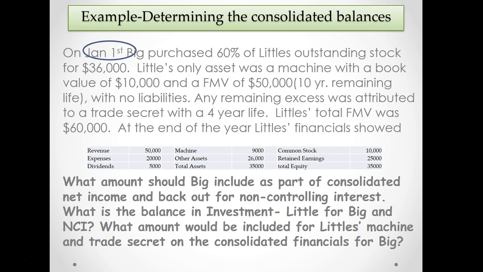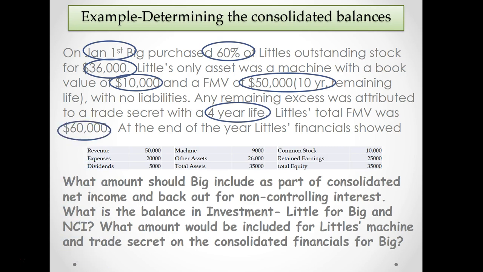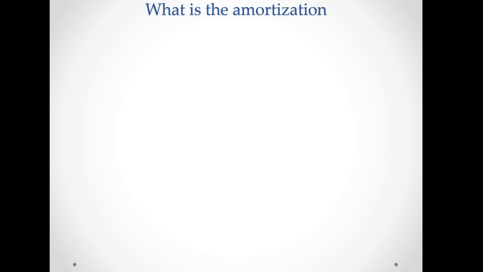So we need to know when we bought it. Since we bought it on January 1st, we would include all of the amortization or any income. We only own 60%. We have to remember that. And we know that we paid $36,000. We know the book value versus the fair market value of the machine. And we know it has a 4-year life. And they have total fair market value of $60,000. So let's look at amortization.